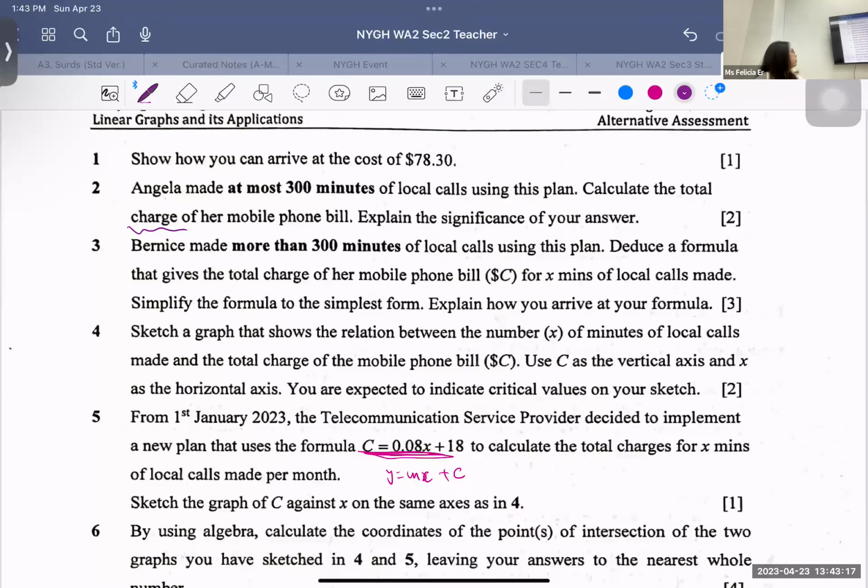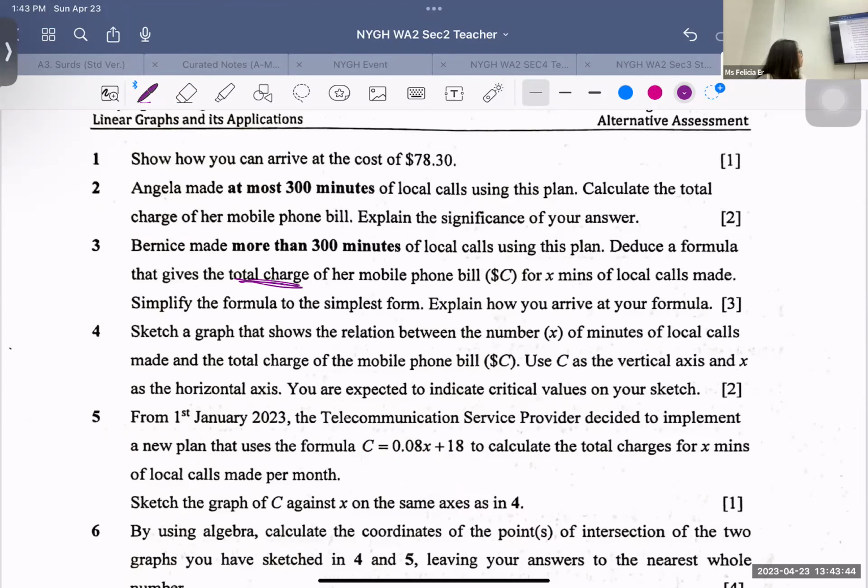Okay. So you have to take into account every other minute after the 300 minutes. And they ask you to deduce a formula that gives the total charge of her mobile phone bill C for X minutes of local call minutes. Okay, so same thing. The keyword is charge, total charge. So total charge, it includes GST. So please factor the GST into your equation of the graph.